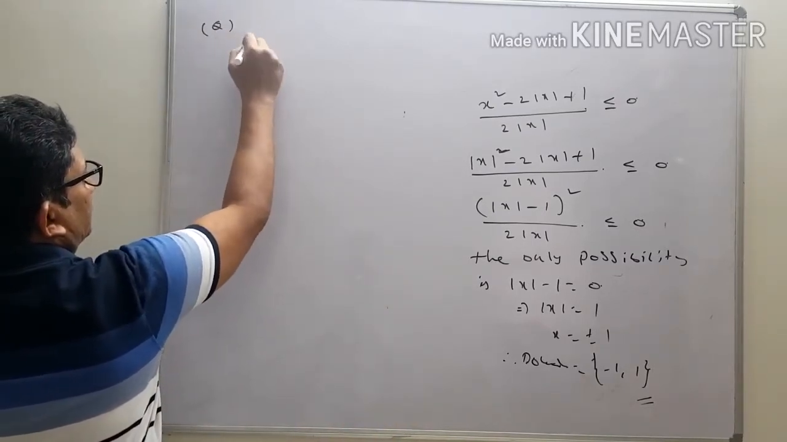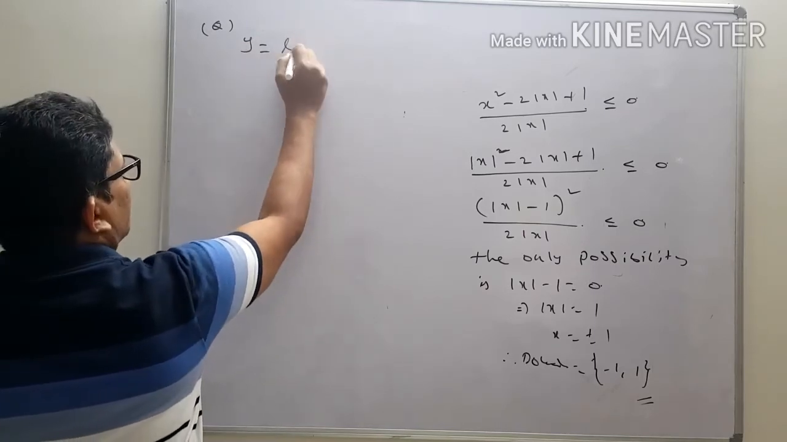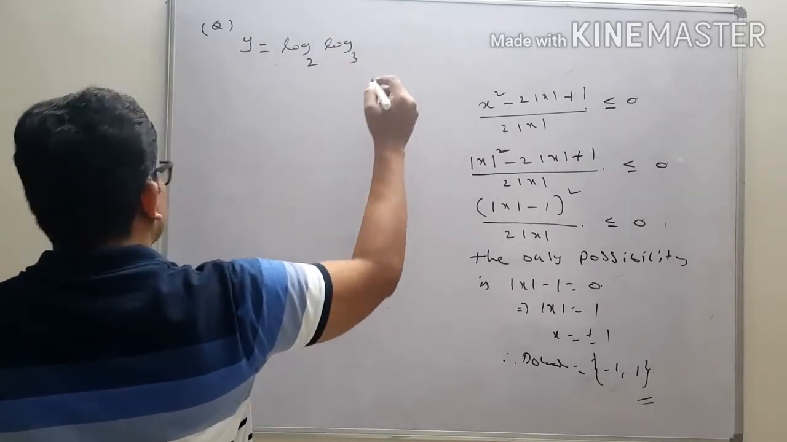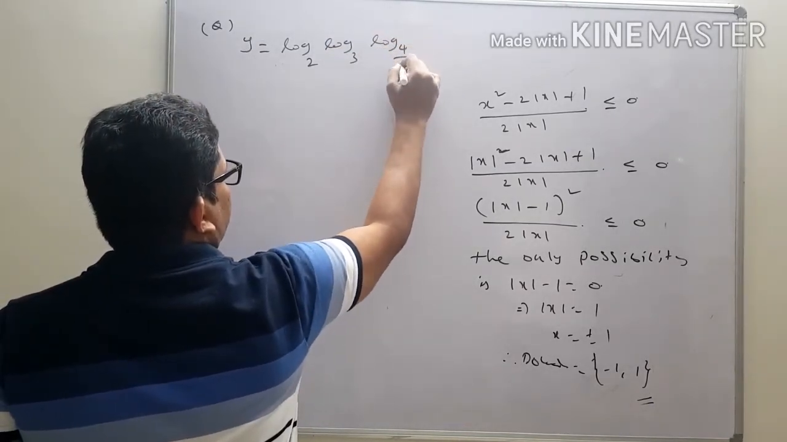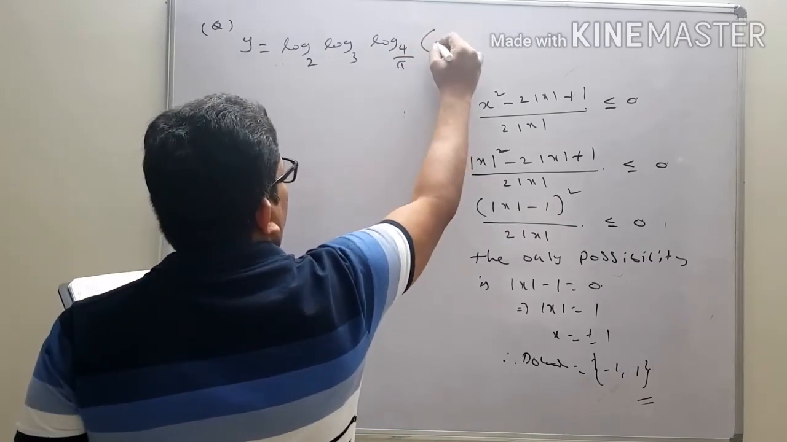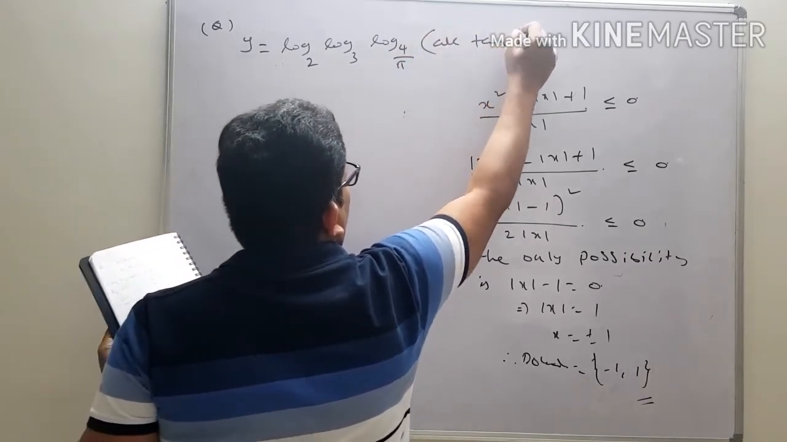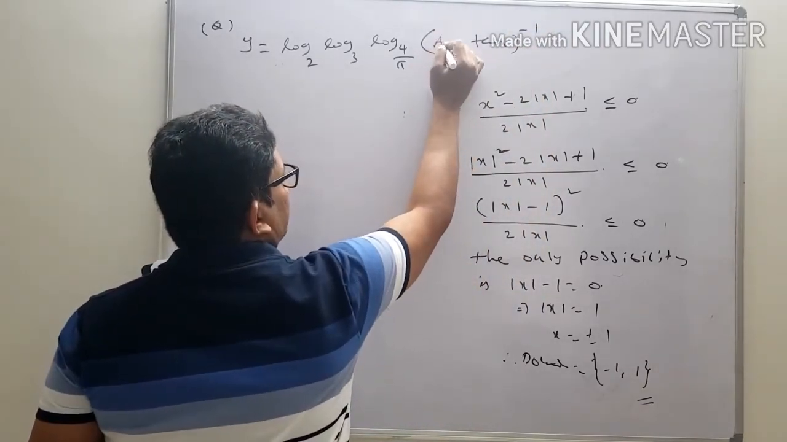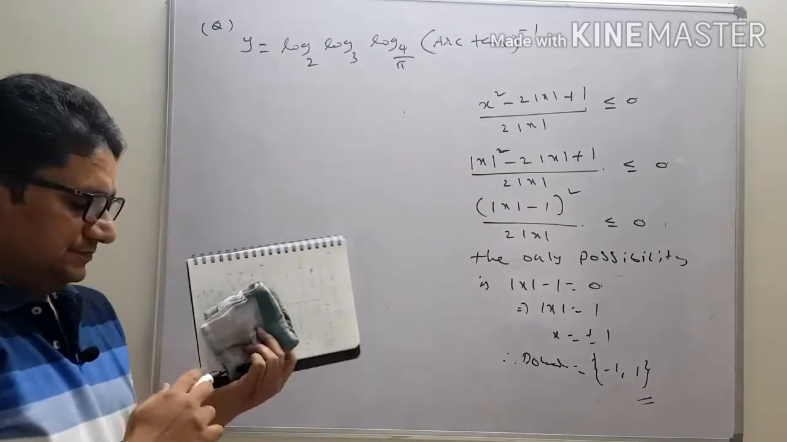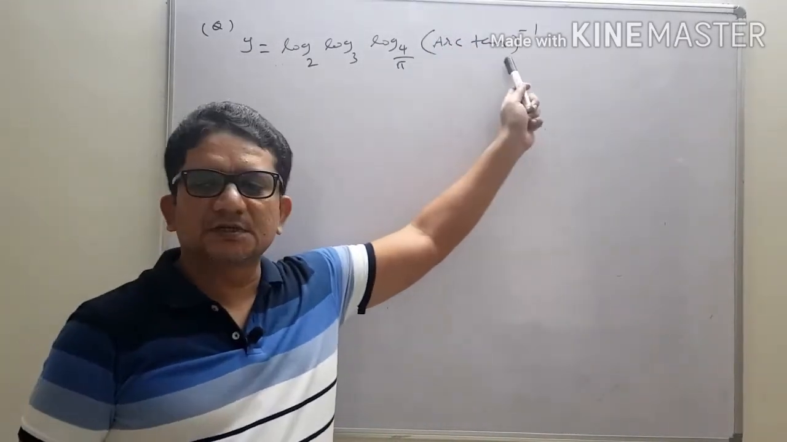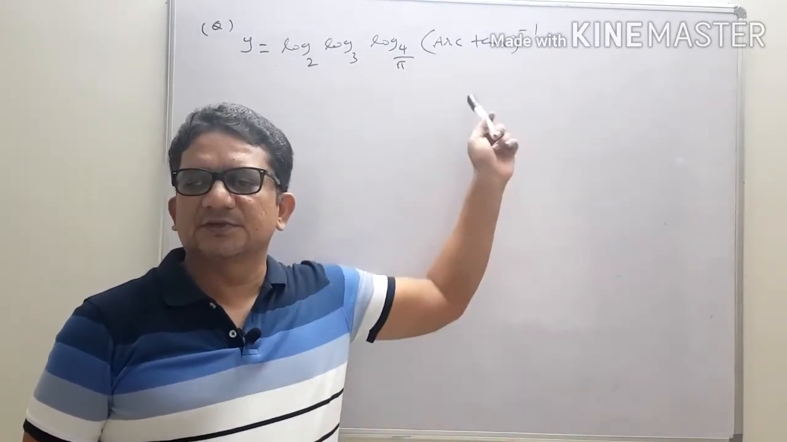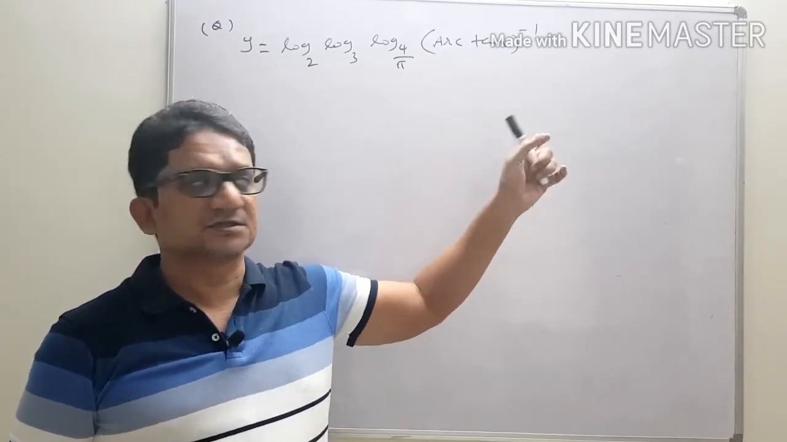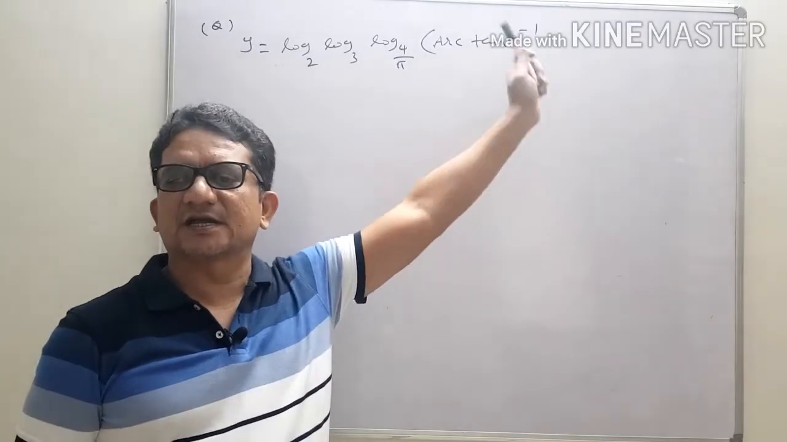Find the domain of y equals logarithm of base 2, logarithm of base 3, logarithm of 4 by 5 base, arc tan x to the power minus 1. Arc means inverse of tan. Anywhere you find arc, that indicates an inverse function. Arc tan x is nothing but tan inverse x.